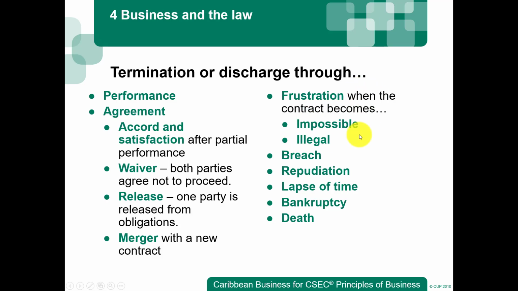Okay, when it becomes impossible or illegal, it might not have started impossible or illegal, but somewhere along the line, the contract became illegal, and then it has to be terminated through frustration. Of course, the contract can be terminated if one party breaches the contract. Breach means they do something outside of what the contract agreement was.